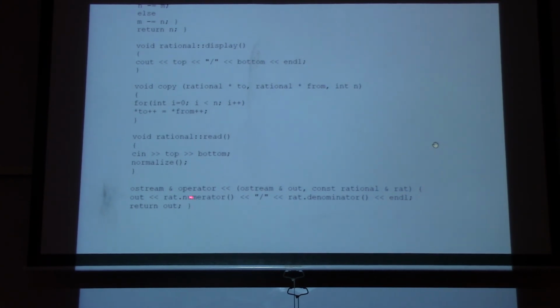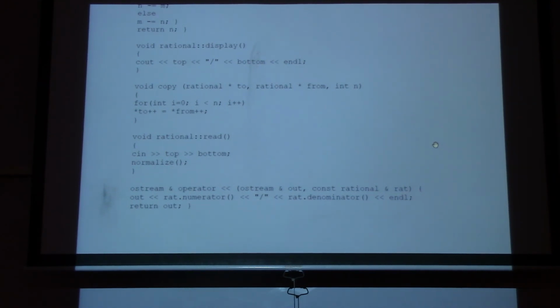Now what I'm going to do is output rational.numerator, a slash, rational.denominator, end line. And then I'm returning out. Why am I returning out? Because out is an ostream, and I'm supposed to return an ostream by reference.